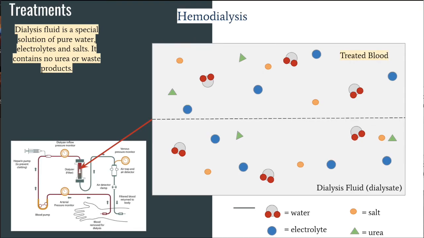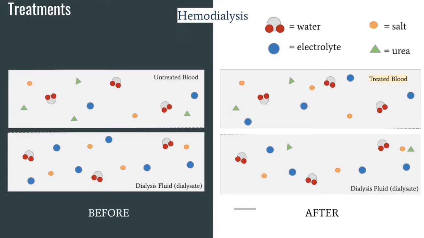This is going to continue to occur until a dynamic equilibrium is established, right? We want a stable environment, we want homeostasis, so this is just going to keep on happening until there's an equal amount of solutes on both sides of that membrane. Now look at your untreated blood versus your treated blood. Notice that we were able to remove urea and we were able to bring in some electrolytes and bring in some salts. This is what hemodialysis allows.